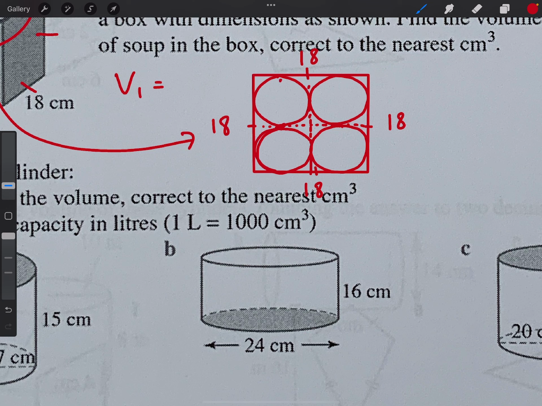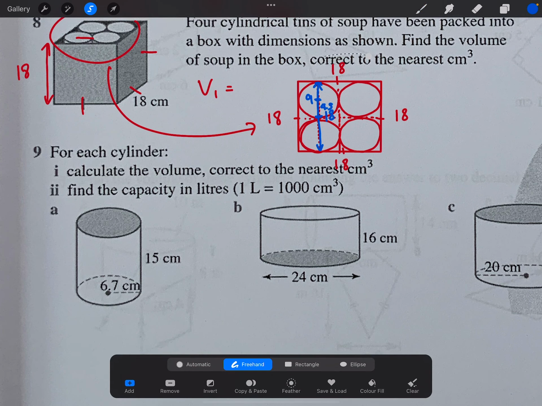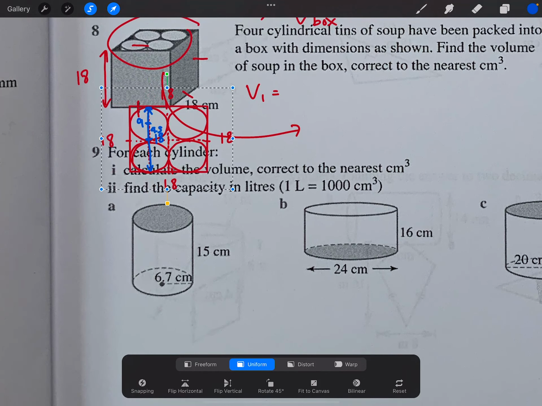So that means that the diameter of 2 cans will be 18. So the diameter of 2 cans is 18, which means the diameter of 1 can must be 9, so the radius of 1 can must be 4.5. This is a top-down view of the box. So we move this over to here.